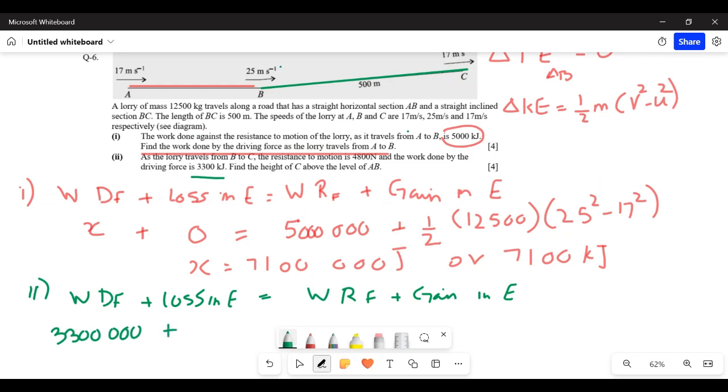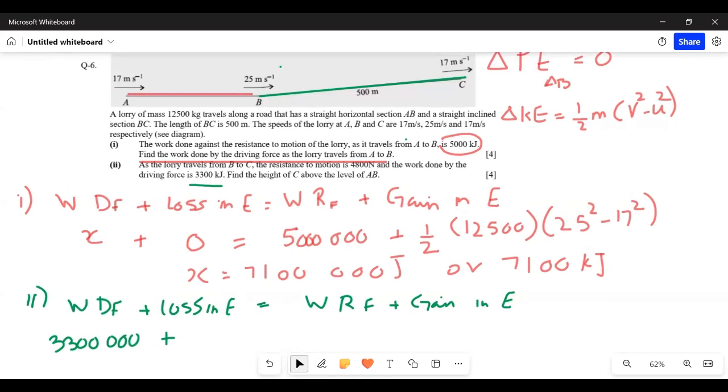Plus loss in energy. So is kinetic energy in loss or potential energy in loss? The lorry is going from B to C. So at B the speed is 25 and at C the speed is decreasing. So that means which potential? Potential is not decreasing, the height is increasing from B to C. Potential is increasing. Kinetic is decreasing because kinetic depends on speed, right? So look, the speed is decreasing. So the loss in energy is the kinetic energy.